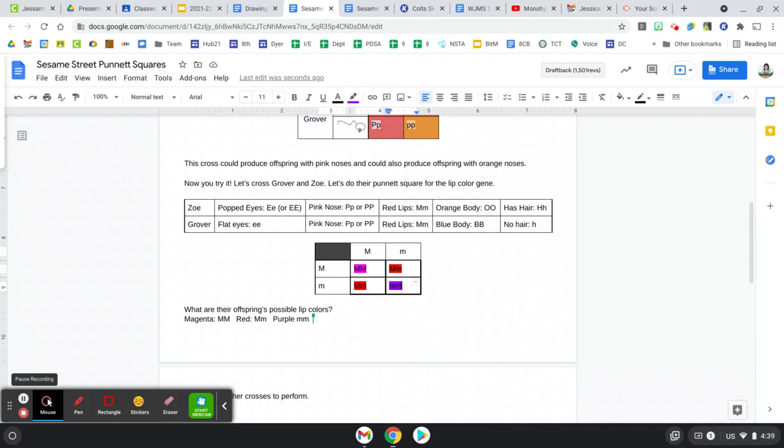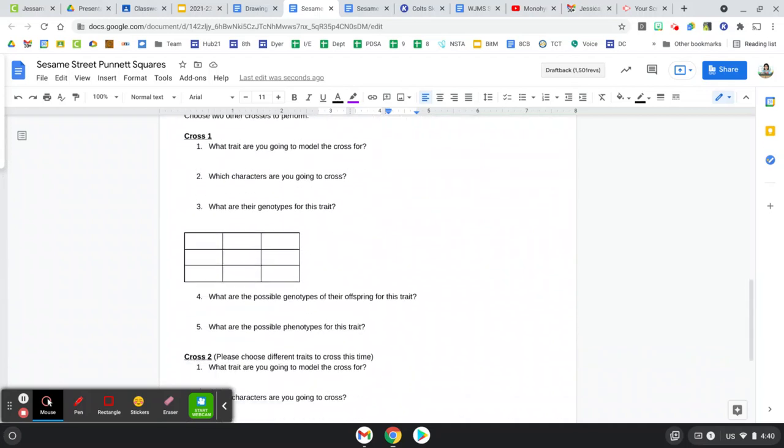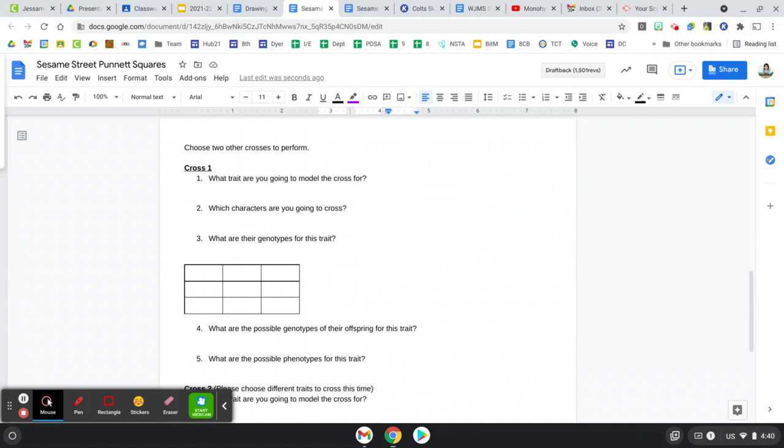So check what you have. Make sure that you have this from yesterday. And then you are going to work on the back part here. If you haven't already done that, you are going to choose two other crosses to perform right here.